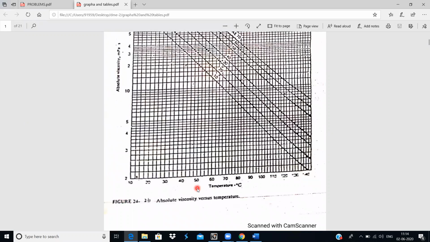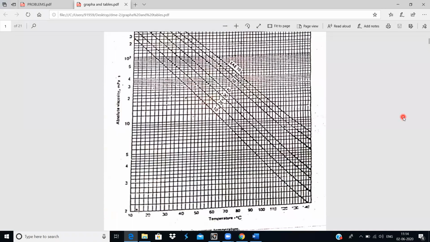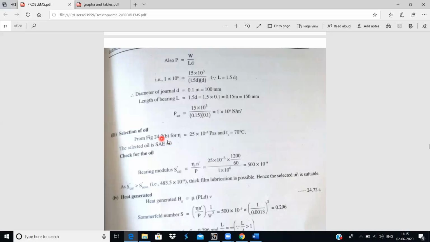Now here we are having temperature equal to 70 degrees Celsius and absolute viscosity is 25 into 10 to the power of minus 3. So we will get absolute viscosity on the y-axis and operating temperature T naught on the x-axis. By using those, we will get the type of the oil, which is SAE 40.